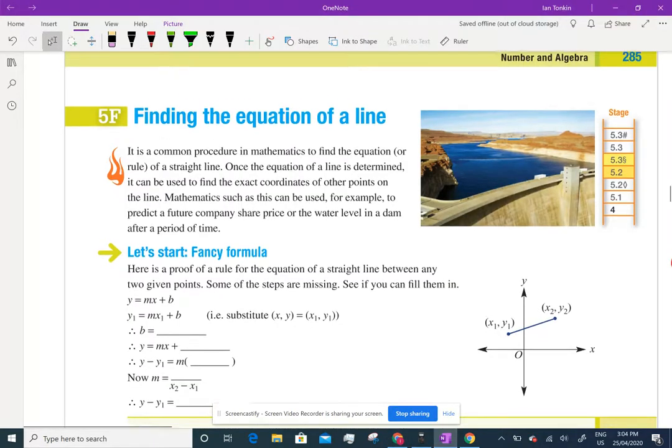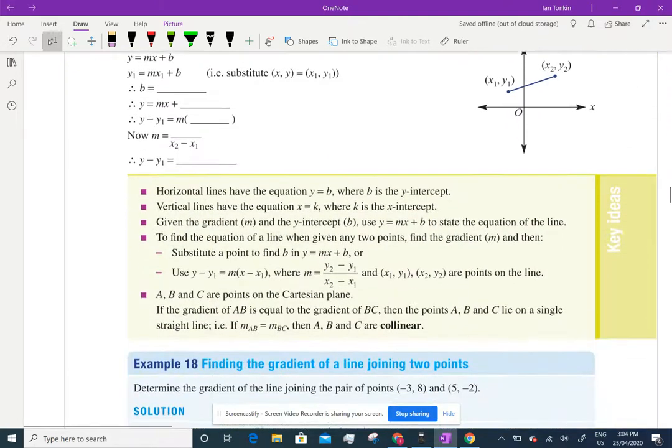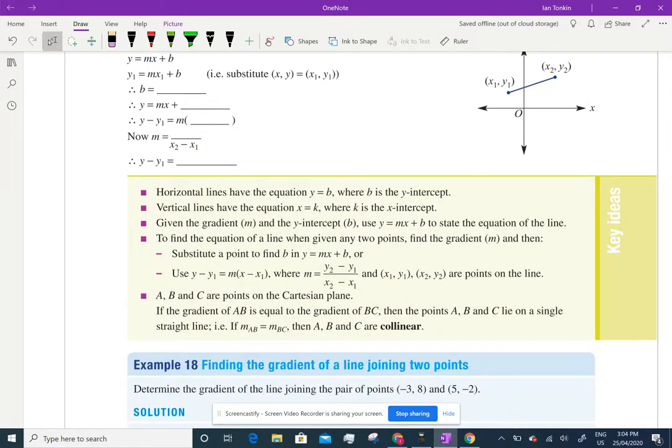Now, we've already done finding the equation of a line. That was in the last lesson. But you will have noticed we skipped a couple of questions from exercise 5F. We will come back to these.